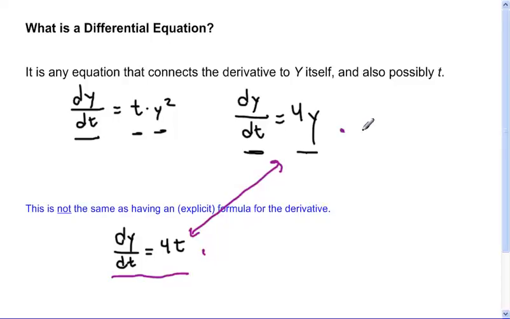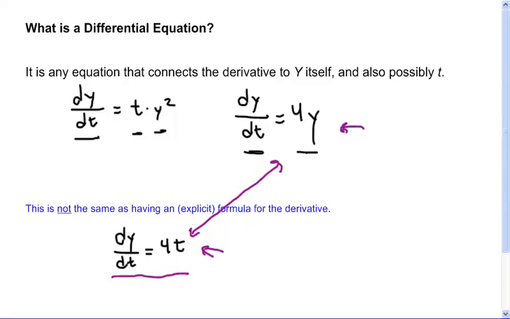The differential equation does not work that way. This doesn't tell you what the derivative is at any time. It tells you what the derivative is if you happen to know what y is. So it's a connection between the derivative and the quantity itself, not just a straight up formula involving time. These you deal with in Calc 1. These are differential equations.